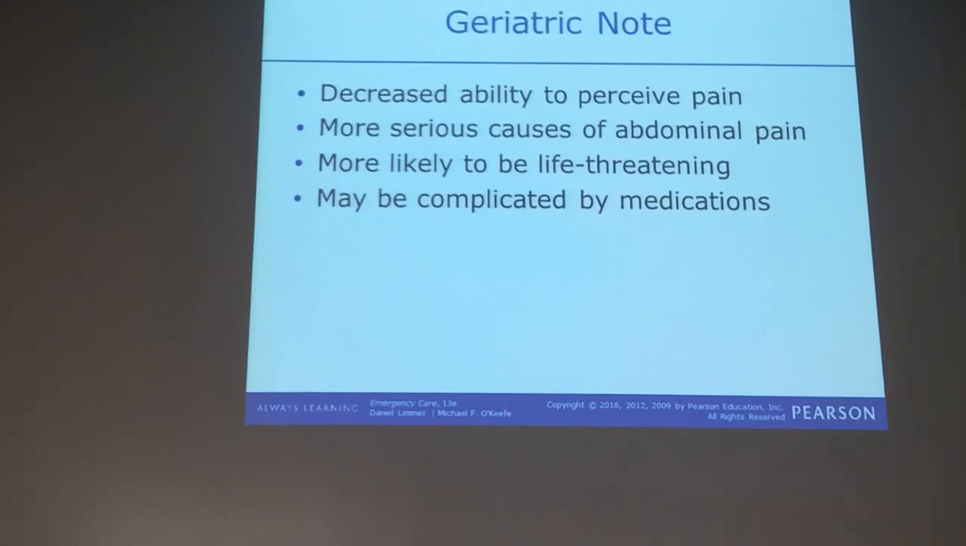Geriatrics are going to have a decreased ability to perceive pain, so more serious causes of abdominal pain are more likely to be life-threatening, maybe complicated by medications. Why do you think this is? Why are they less likely to perceive that pain? A lot of them are already on pain medications, so for them to notice new pain, it's going to be more severe.